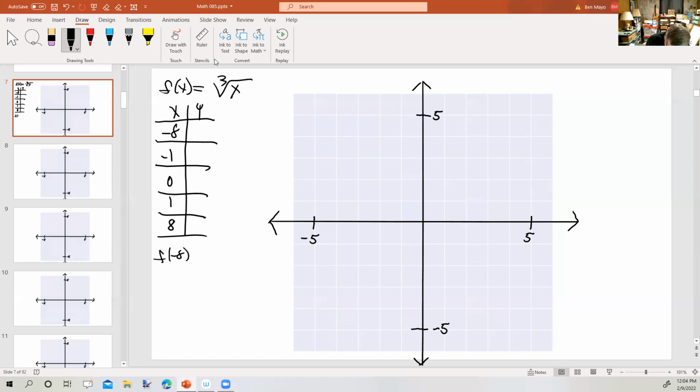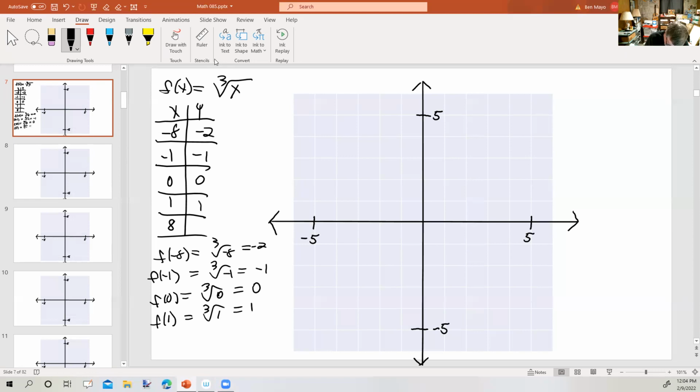F of negative 8 equals the cube root of negative 8, which is negative 2. F of negative 1 equals the cube root of negative 1, which is negative 1. F of 0 equals the cube root of 0, which is 0. F of 1 is the cube root of 1, which is 1. And f of 8 is the cube root of 8, which is 2.